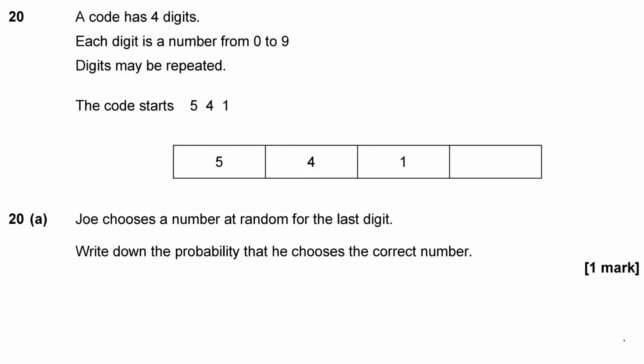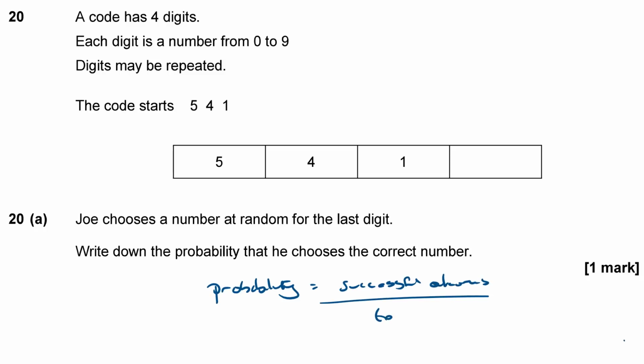Question 20. A code has 4 digits. Each digit is a number from 0 to 9, and digits may be repeated. The code starts 541, and then there's another number to it. So Joe chooses a number at random for the last digit. Write down the probability that he chooses the correct number. Well, probability is successful outcomes divided by total outcomes, isn't it?